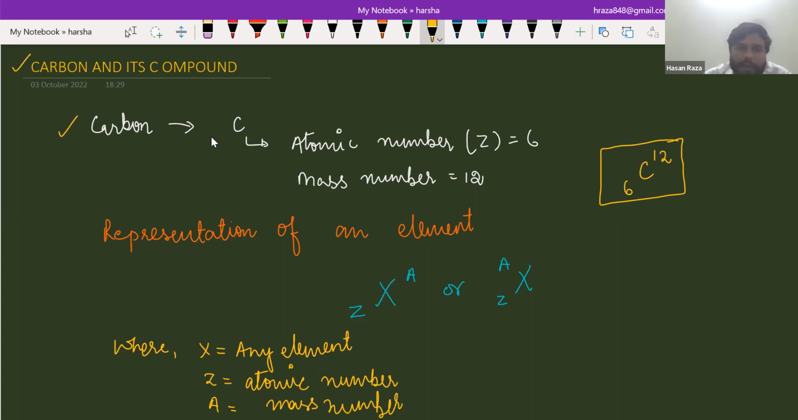So what is the atomic number of carbon? That is Z, 6. And what is the mass number of carbon? That is 12. In the representation of an element, the atomic number is written as a subscript and the mass number as a superscript. In this way, I can represent carbon like this. Please write this, and let me know when you are done.